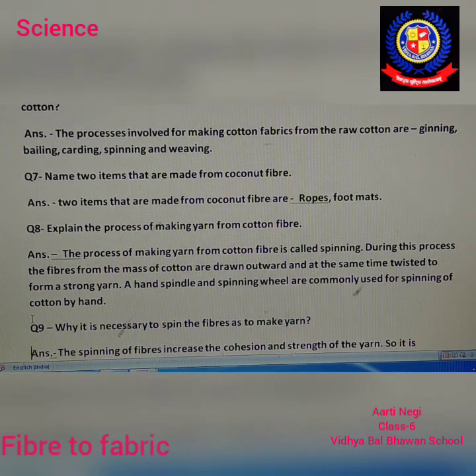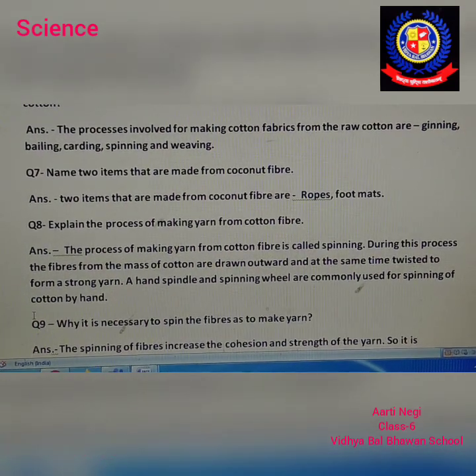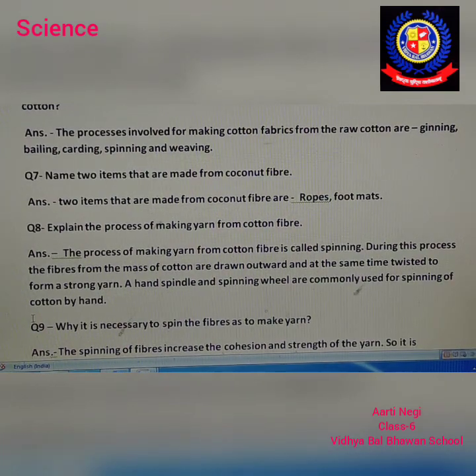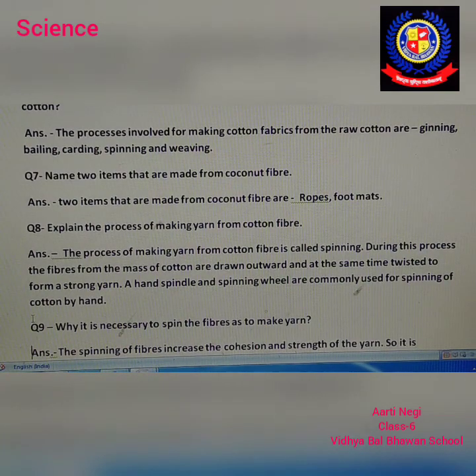A hand spindle, or you can say takli, and spinning wheel, means charkha. They are the 2 commonly used devices for spinning of cotton by hand, and these two devices are used to make cotton yarn from the fiber.